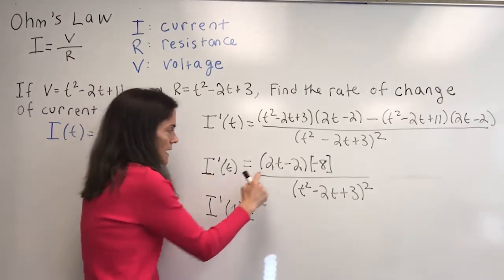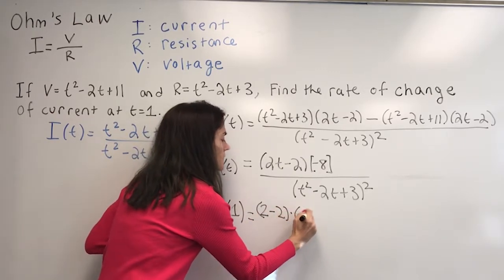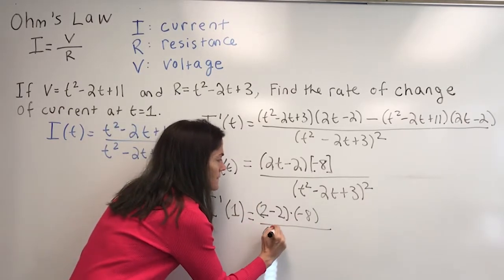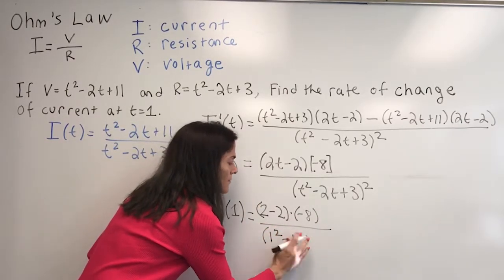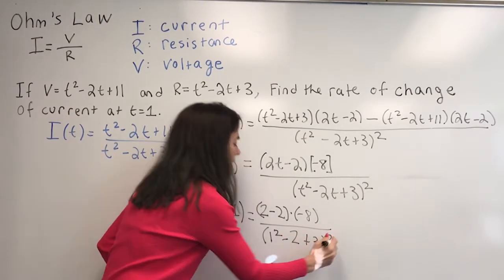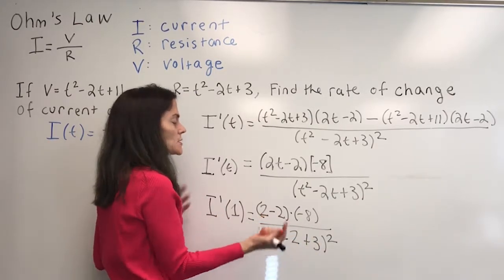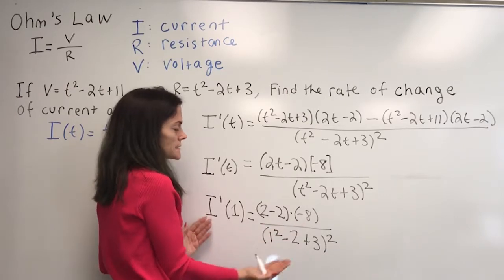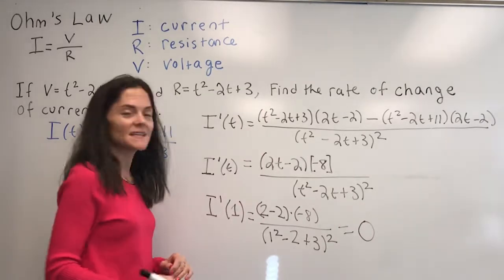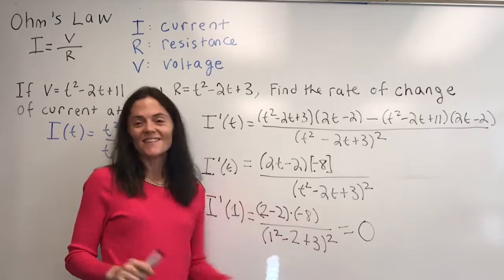And you see we get, well, this is 2 minus 2 times negative 8 over, and then something, well, maybe I'll fill in some of the details. Minus 2 plus 3 squared. You could figure out what number this is if you want, but you notice 2 minus 2 is 0. You know, times minus 8, 0. The numerator is 0, so you see the derivative, the rate of change at t equals 1, is 0.